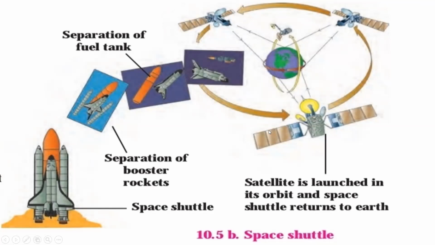And after the satellite is launched in its orbit, the space shuttle comes back to the earth. After releasing the satellite to revolve around the orbit, this space shuttle again comes back to the earth, and hence this space shuttle is used multiple times.